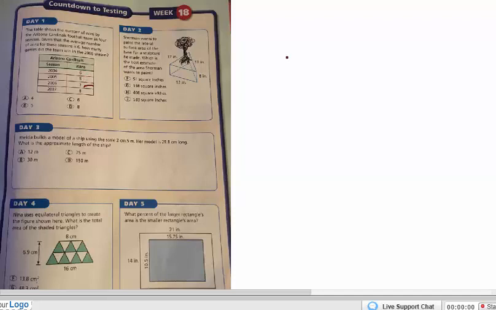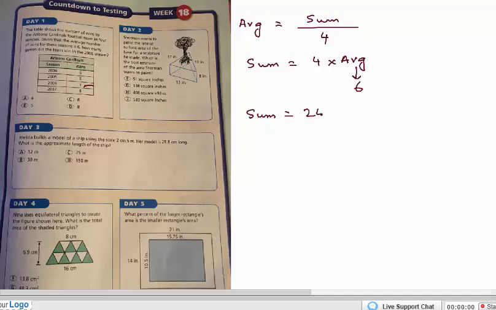Pretty easy problem. You know the average, or the mean. The formula is, we'll write AVG for average. It's the sum of the numbers divided by the number of numbers. In this case, we have 1, 2, 3, 4 numbers. So average is equal to sum divided by 4. So you can just cross multiply this 4 with the average. So we have the sum is equal to 4 times the average, right? And the average is given to be 6. So the sum has to be 4 times 6, which is 24.